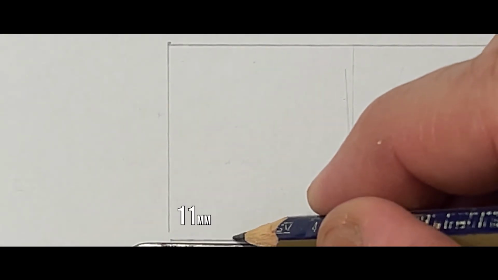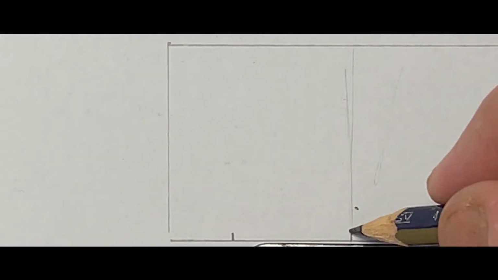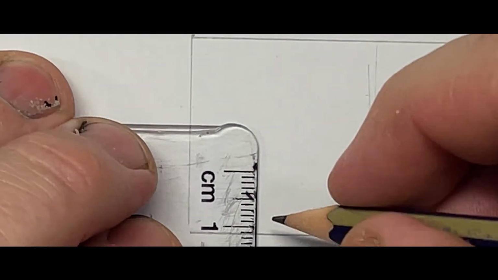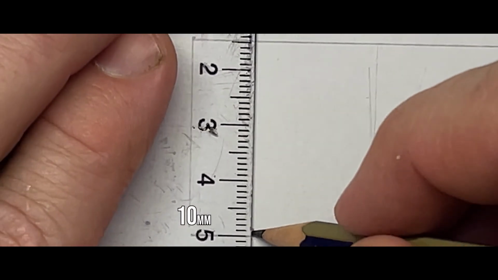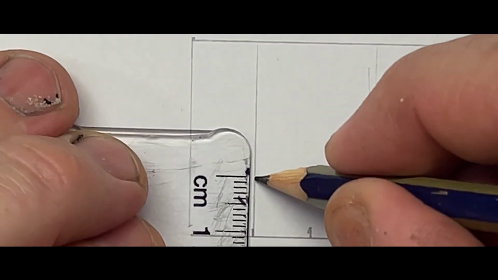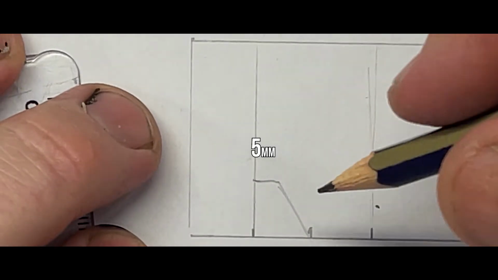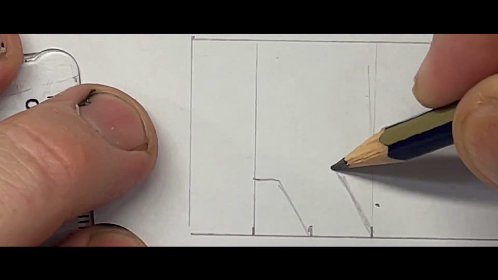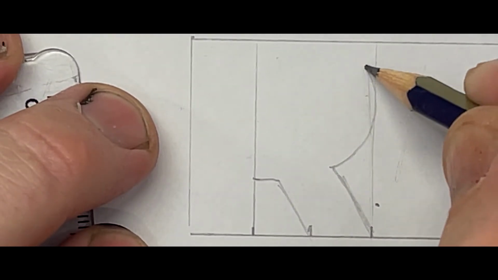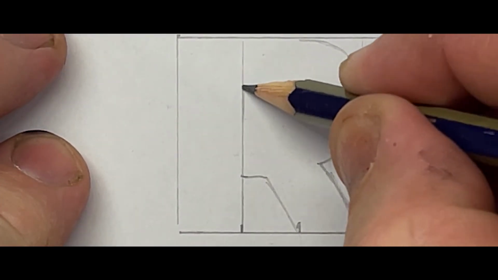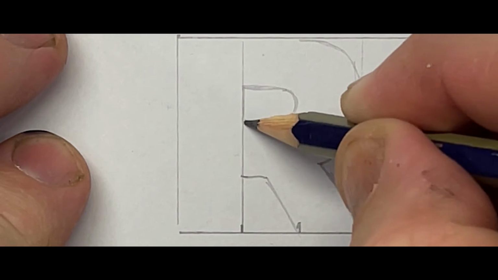The R, we have about 11 mils from the edge of here. We come up about a centimeter up to here. So I'm just going to rule a line up through there, a centimeter. Bring it across and then down, and then this comes up from here and then it curves around like so. That's the front of the R, and then from the back of here we're going to come around like this.